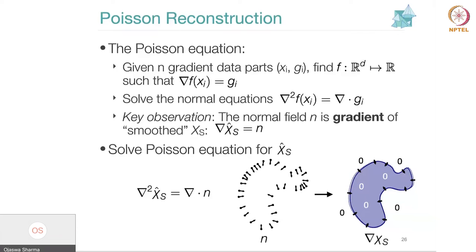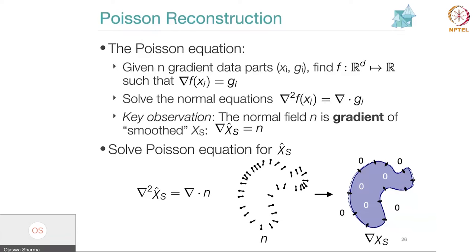And we hope that while doing so, we will define a surface that will also work out for points other than xi. Remember, xi are just a discrete set of points. So we could solve the normal equations by taking the gradient of the above equation. We say that the gradient of f equals the gradient of gi.